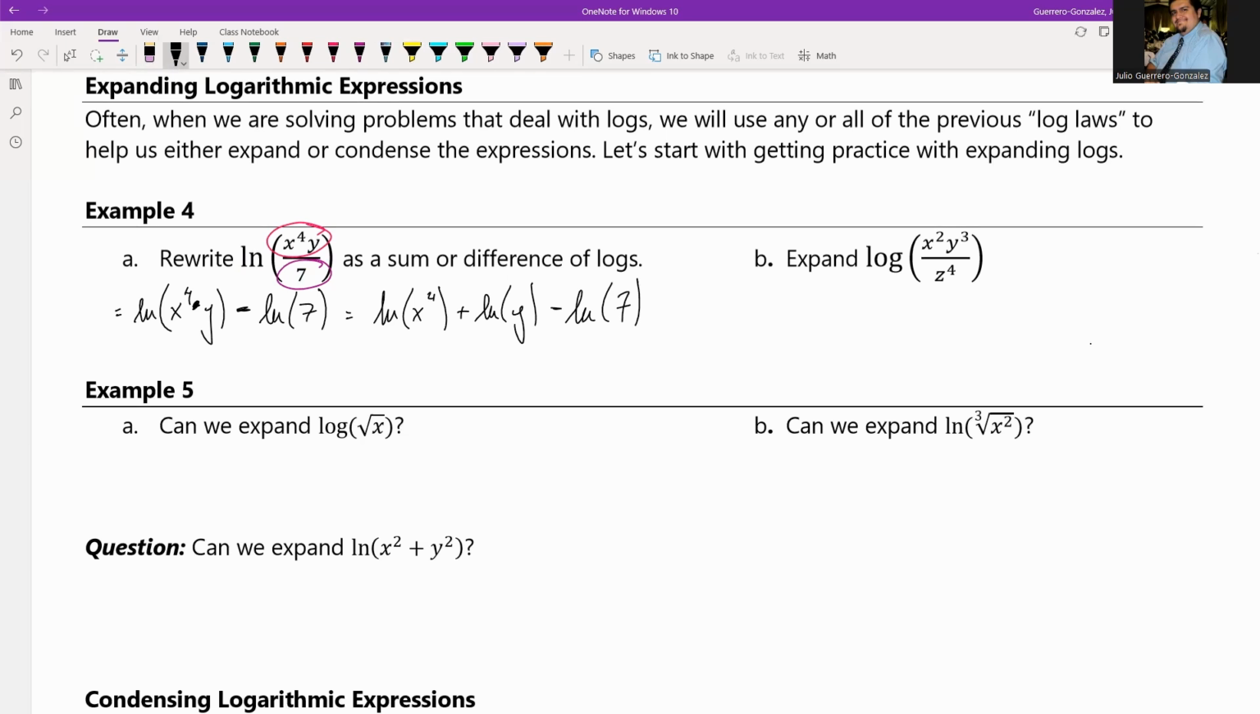Okay, and then this one in particular has an exponent in it. So I can bring down the exponent using my power rule. So this final answer, 4 ln of x plus ln of y minus ln of 7, is as far as I want to take it. Bam, all done.